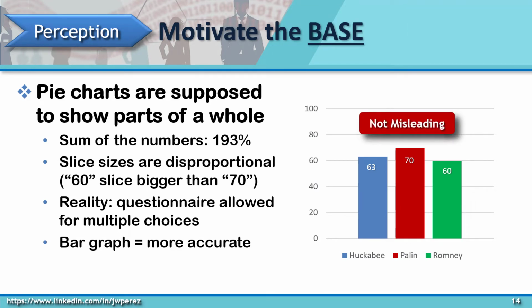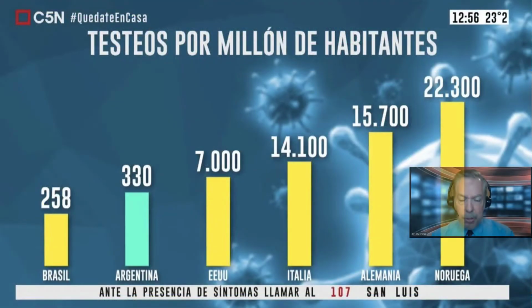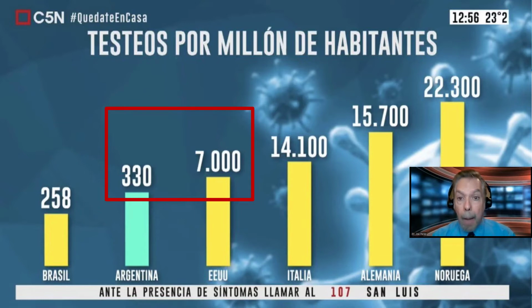So what about line graphs and bar charts? Okay, here's a screenshot from a South American newscast with a graph showing the number of COVID-19 tests performed per million among the populations of the 6 countries depicted. Now, upon first glance, it doesn't look too bad, but look more closely at the 3 bars in the middle. The 7,000 per million in the US is 21 times bigger than the 330 per million in Argentina, right? But the bar for the US is only slightly bigger than the one for Argentina.